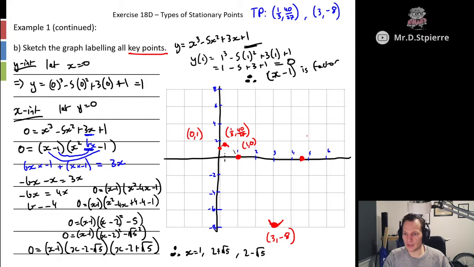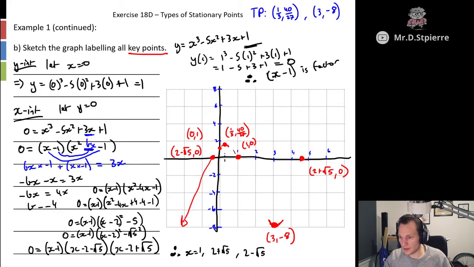So we can put a mark in there. Close enough is good enough in this sort of form. So we get 2 plus root 5, 0. And our last one, 2 take away 2 point something, is going to be negative 0 point something, which makes sense with our graph. It's going to be roughly in there. So we've got 2 minus root 5, 0. We have all our key points finally. So we can sketch our graph.